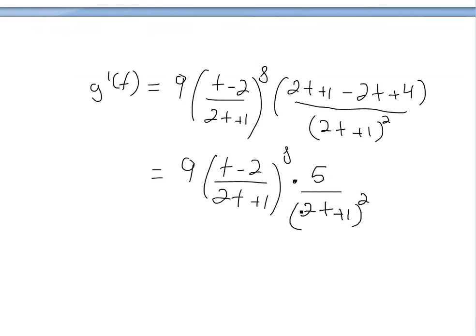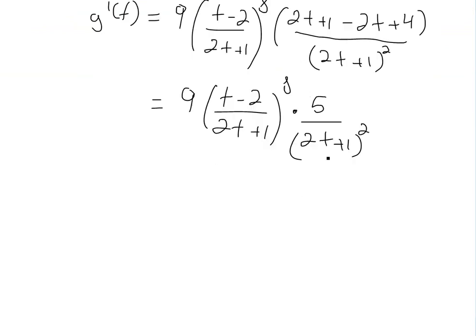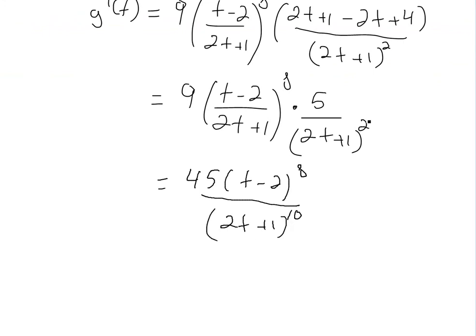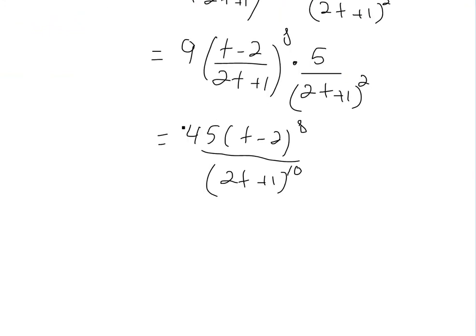Now this is the same denominator, 2t plus 1, so we could separate this, multiply the 9 by 5. This can be 45, t minus 2 to the power of 8, all divided by 2t plus 1 to the power of 10, because there's a 2 right there. So basically this is our final answer simplified.